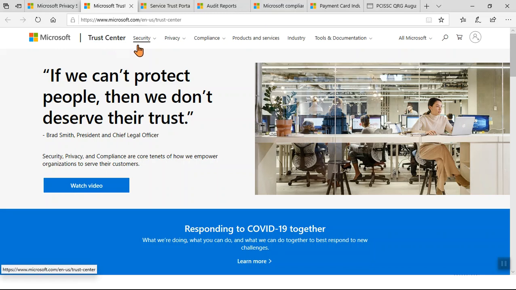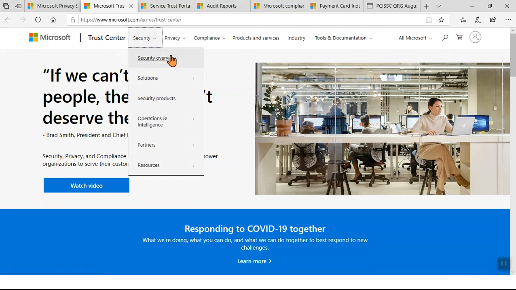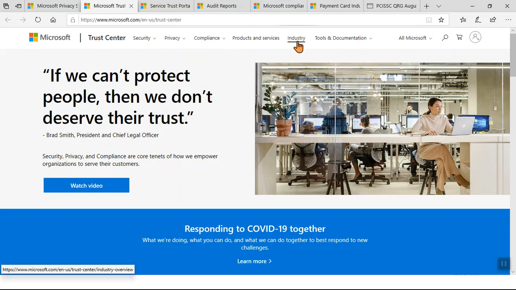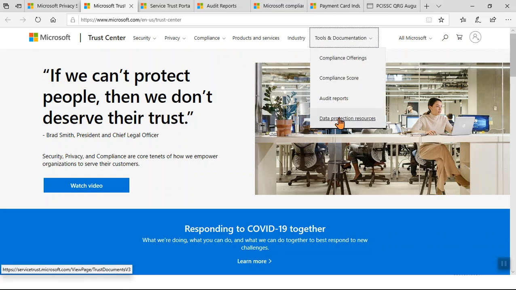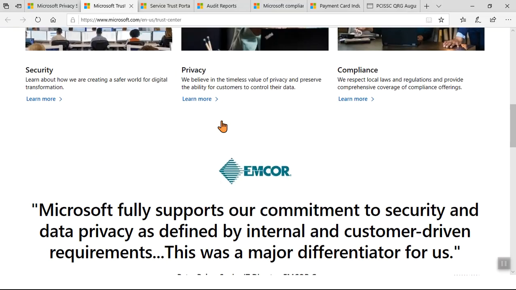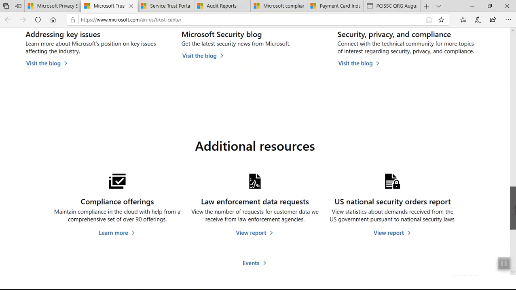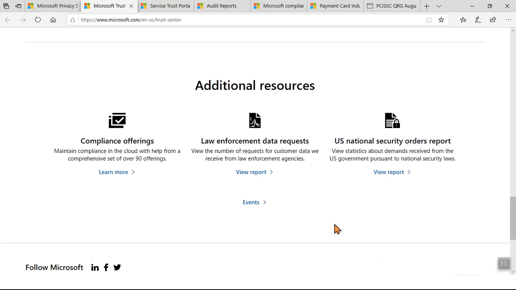So, you get access to security perspectives, privacy perspectives, compliance perspectives, and industry relevant breakdowns, as well as tools that you can use to score and evaluate your own presence in Azure. Right, so again, go through this site. There's a lot of information for you as well. You'll be able to get information pertaining to compliance offerings and so on.